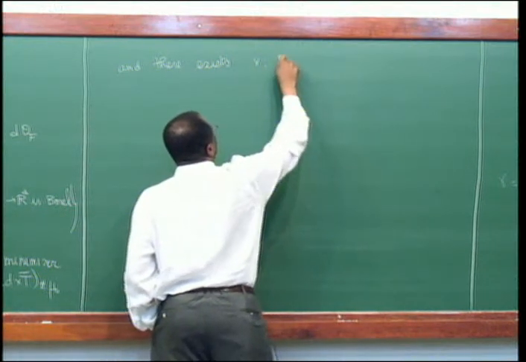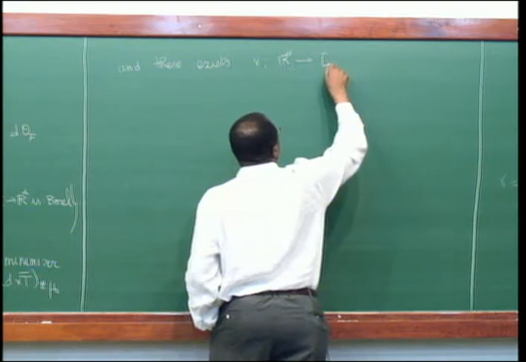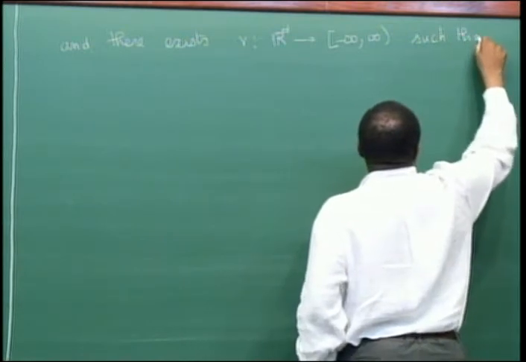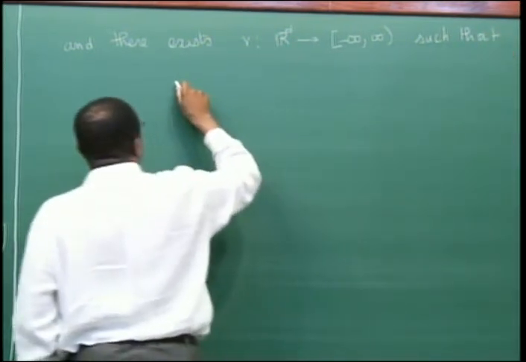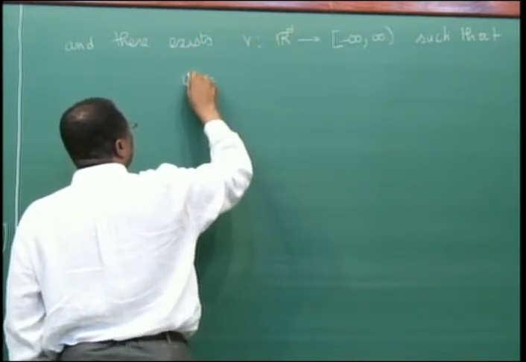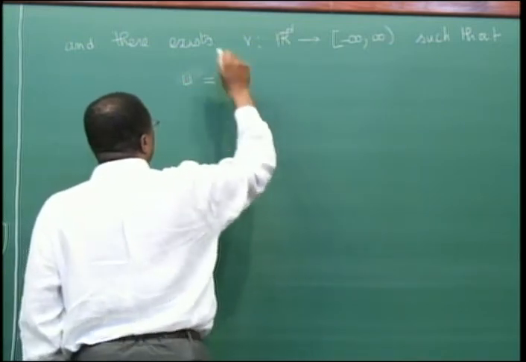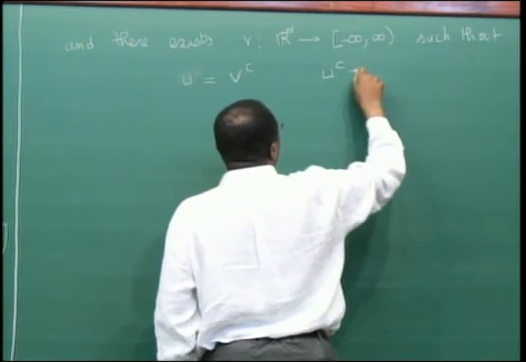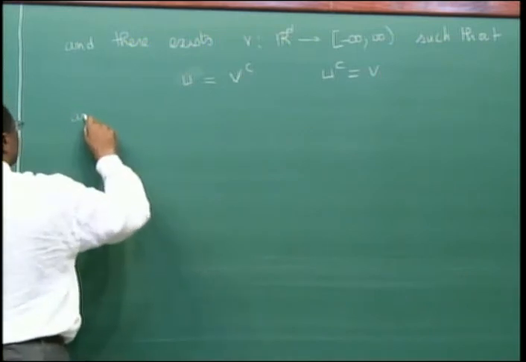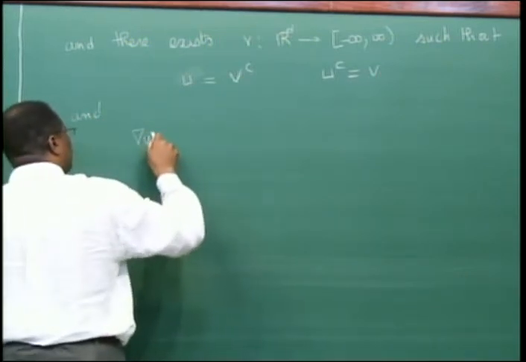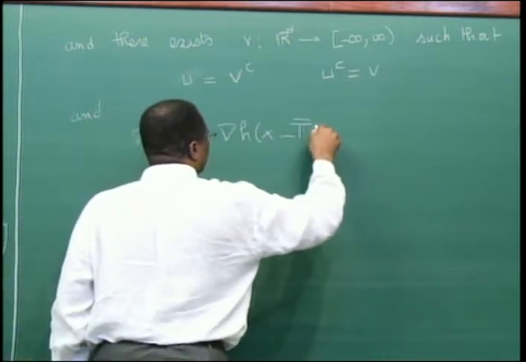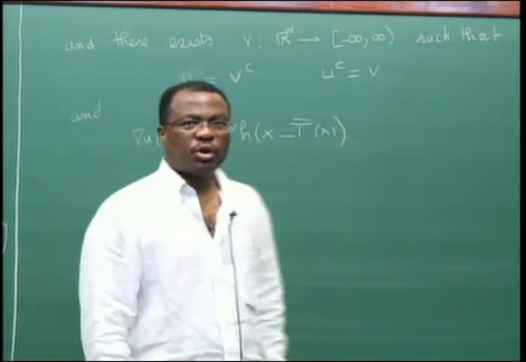V from R^d to negative infinity plus infinity, such that U^c equal to, if I set V to be U^c, U^c is also V, and gradient U of x equals x minus T bar of x, mu almost everywhere.